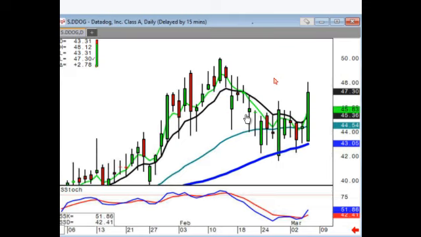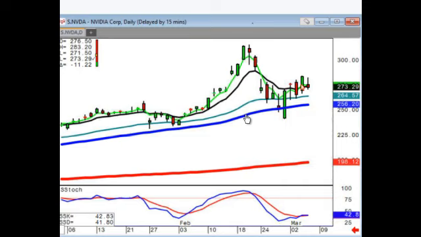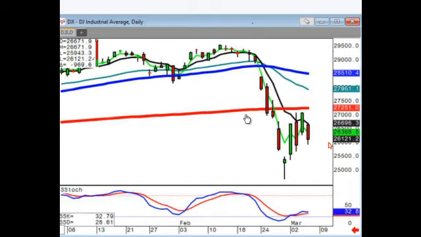How do you trade volatile markets like yesterday with big swings? Well, if you think things are going up, you trade off your 10-minute chart. I'll get back to NVIDIA here in a minute. But remember, what is the nature of the market right now? Up, down, up, down.